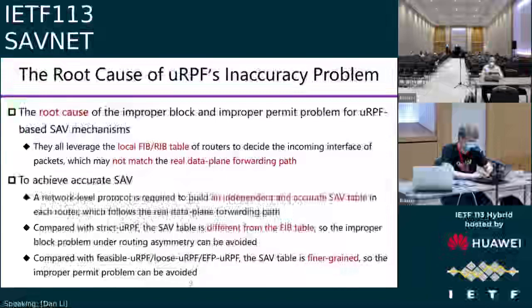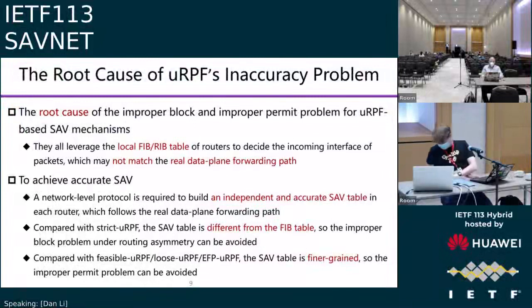So these are network level protocols. And we see that URPF is a node level technology, right? So they only achieve SAV based on local FIB and RIB. So we want to use this network level protocol to generate more accurate SAV tables to overcome this problem. And of course, for this deployment scenario, we should consider incremental deployment. Yeah, I think that's the deployment scope of this protocol.